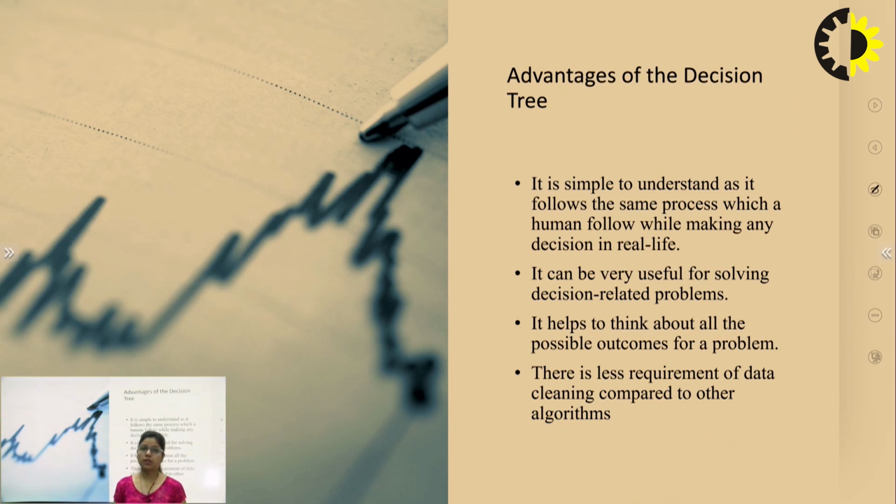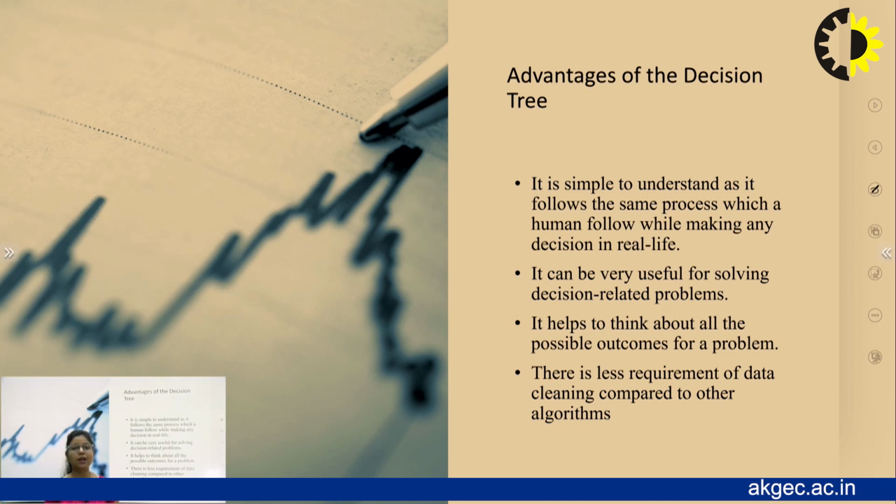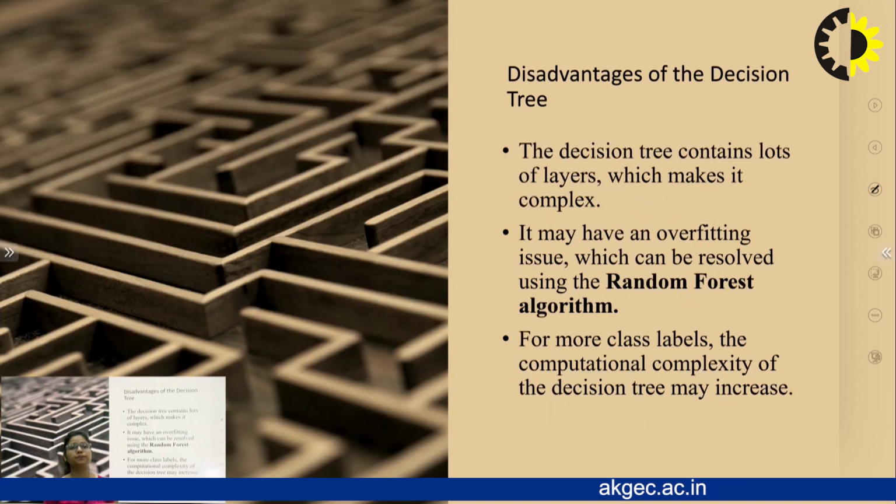Advantages of decision tree: it is simple to understand as it follows the same process which a human follows while making a decision in real life. It can be very useful for solving decision related problems. It helps to think about all the possible outcomes for a problem. There is less requirement of data cleaning compared to other algorithms.